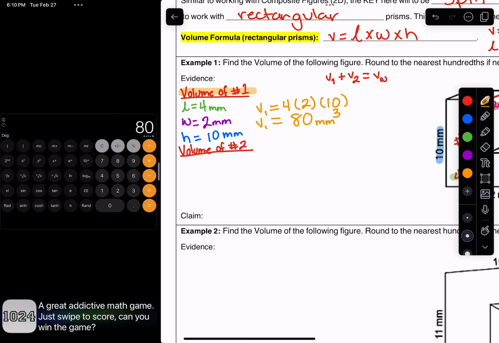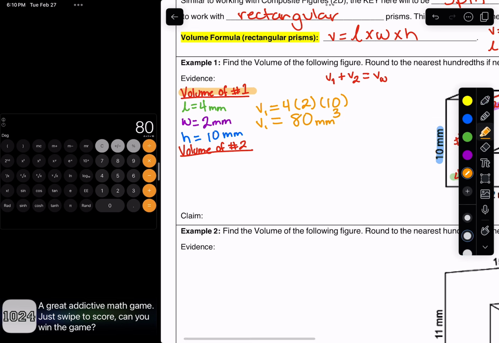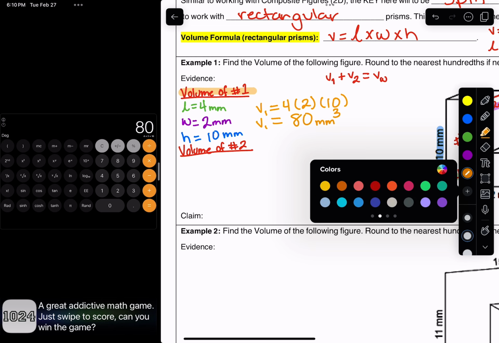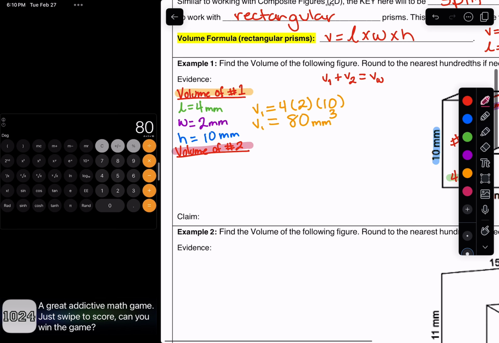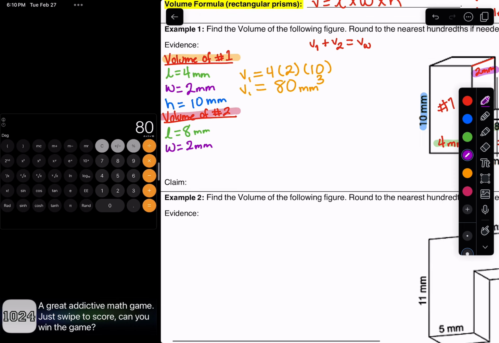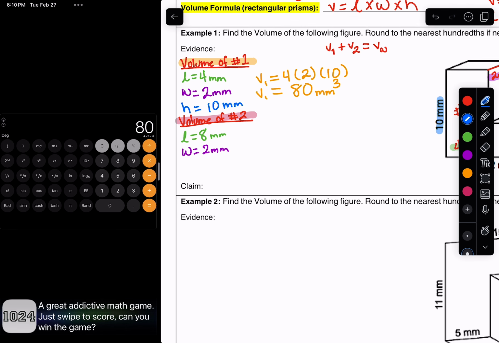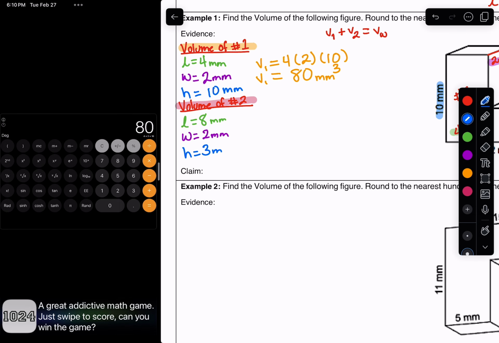Okay? Our next one, let's choose a different color, pink. Okay, it's going to be pink. So my length for this one is 8 millimeters. My width is also 2 millimeters. And my height is 3 millimeters.